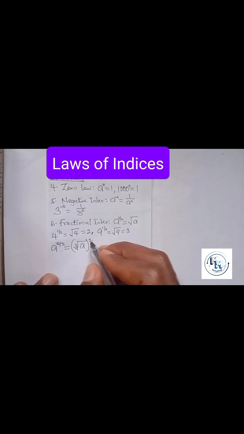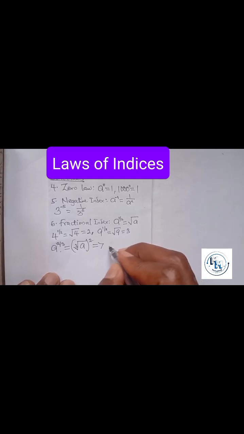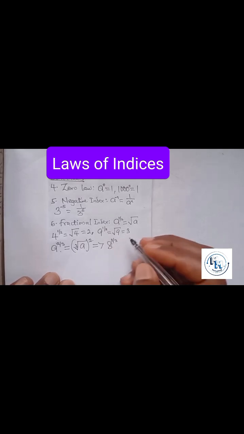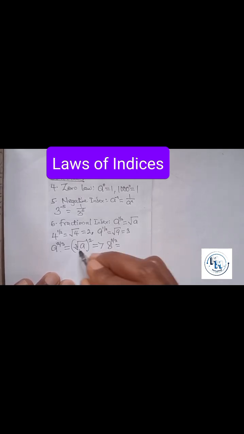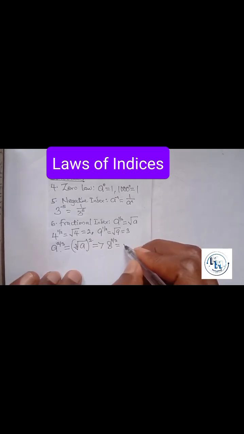Are we following? Good. Now let's say this goes forward to something like 8 raised to power 2 over 3. How do I go about this? The same thing that happens will also happen here. My 3 which is down will serve as the root. Then the 2 which is up will stay as the power.